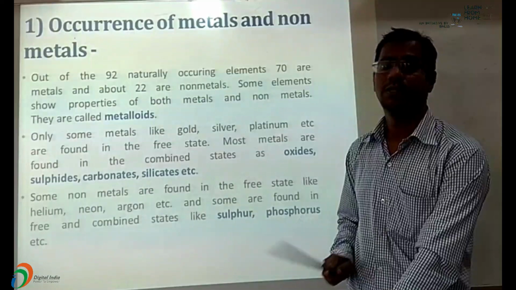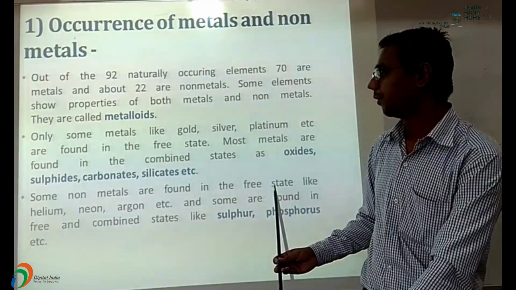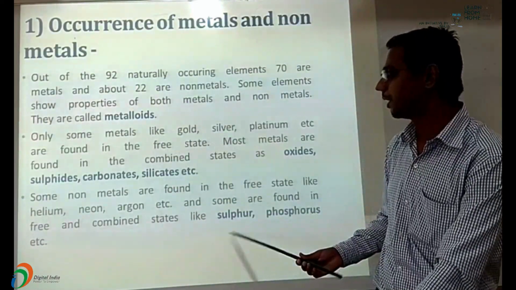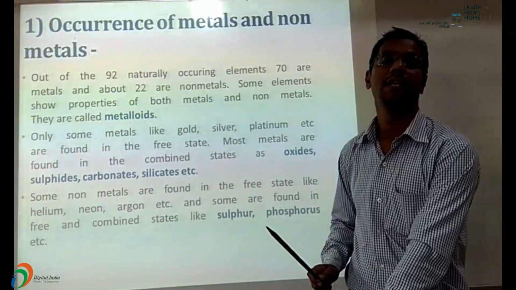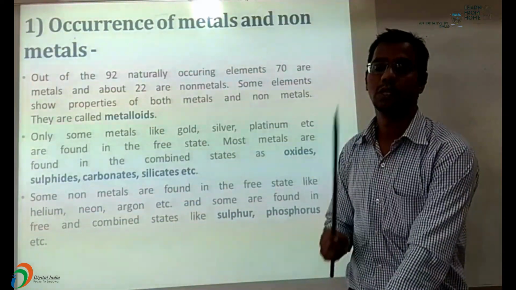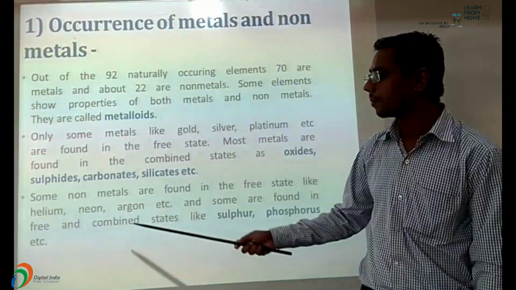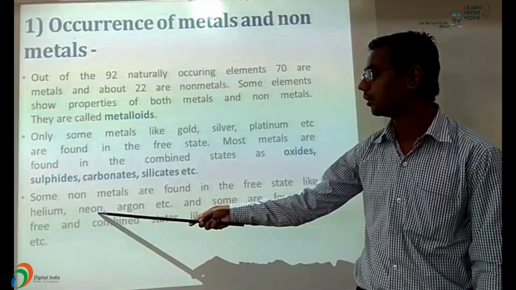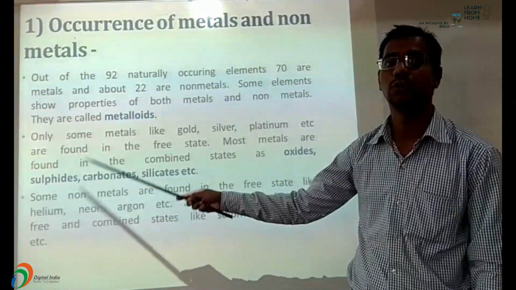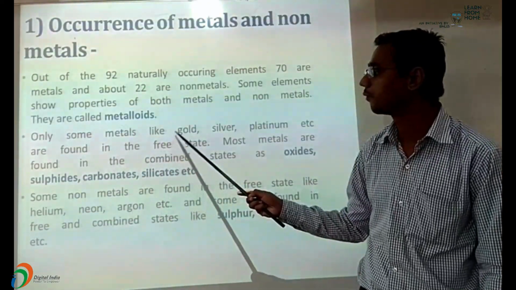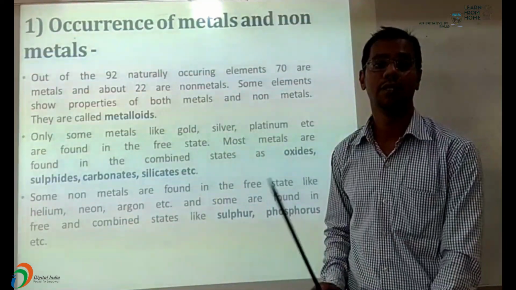The same condition applies to non-metals. Some non-metals are present in a free state, but a few non-metals are combined with sulfur, phosphorus, and other elements. So what are the non-metals present in a free state? Neon, argon, krypton, xenon, helium. And what are the metals present in a free form? Gold, silver, platinum, etc. So examples are very important in this slide.